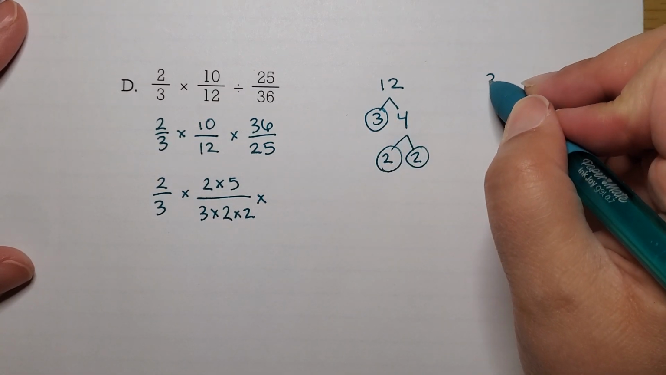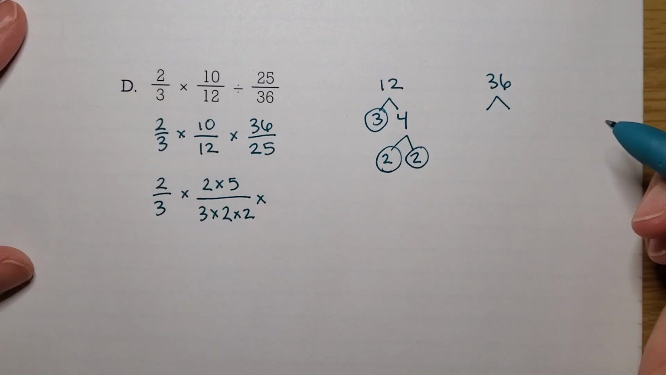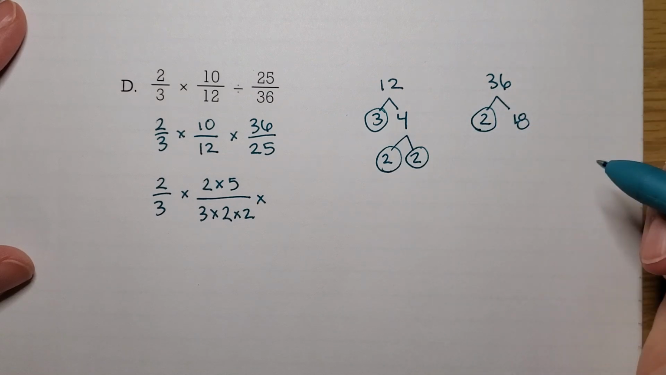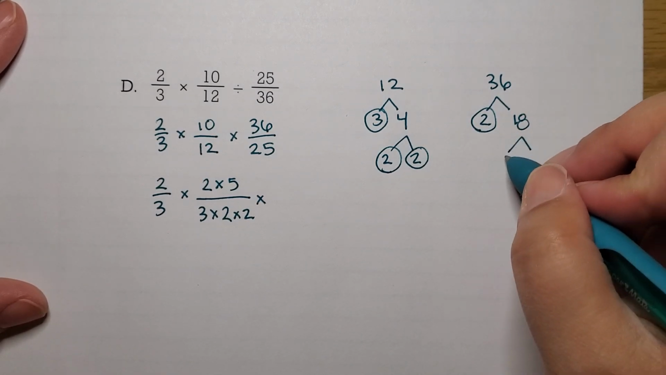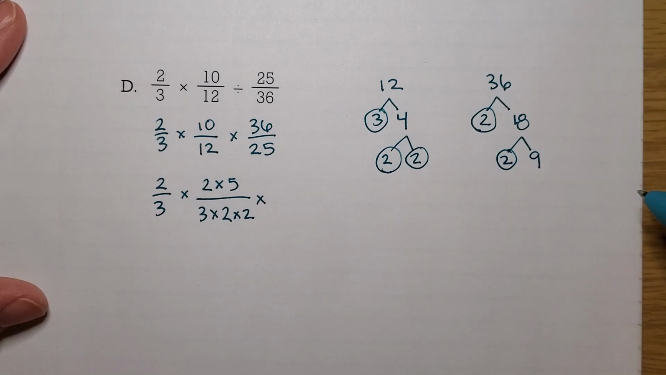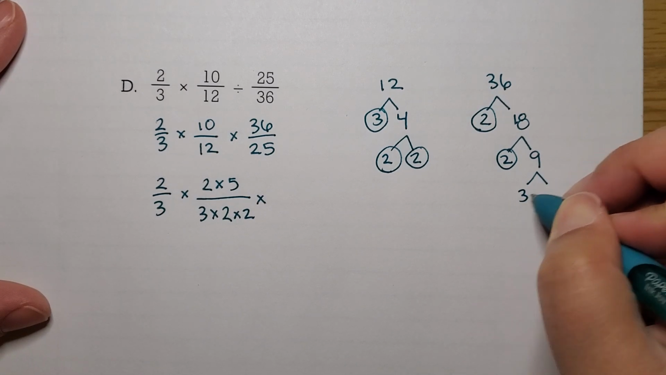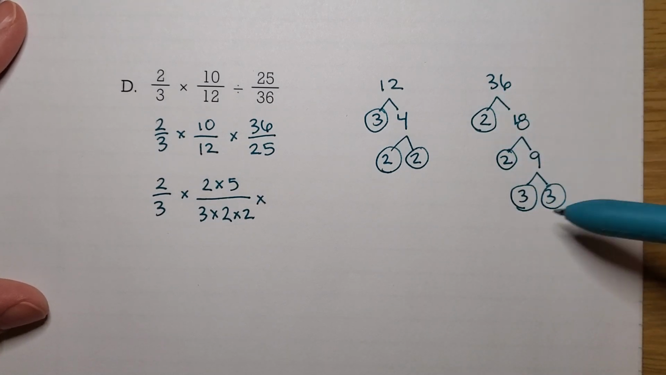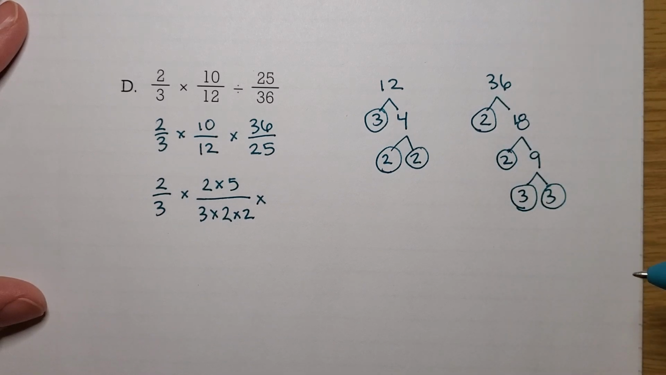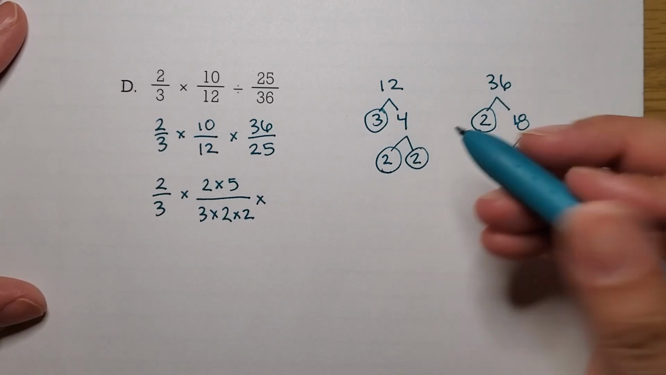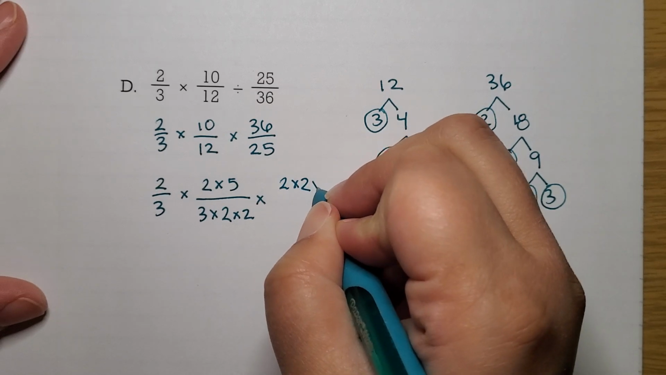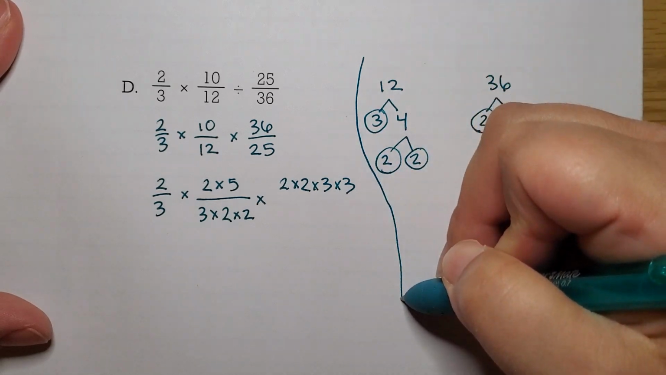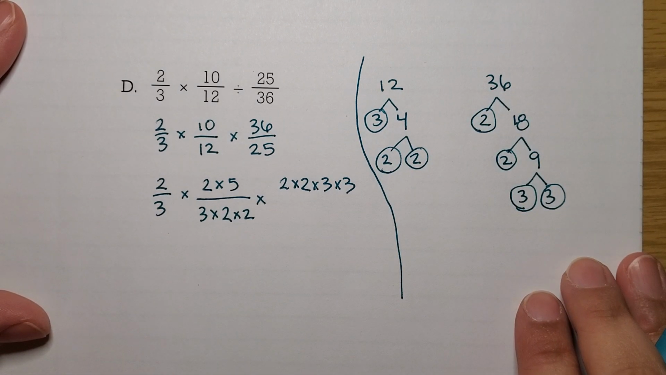Next, for 36, I'm going to split that one up into 2 times 18. And 18 is going to split up into 2 times 9. And 9 splits up into 3 times 3. Again, you can split it up differently if you like. This is just how I felt like splitting it up this time. So I'm going to have 2 times 2 times 3 times 3. And I'm going to draw a little line over here so I can keep my main problem separate from my scrap paper.